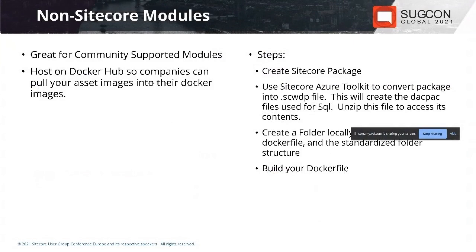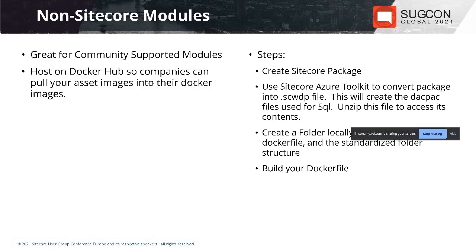So another common scenario that you're going to run into is, it's great if you want JSS or Content Hub, things like that, which are Sitecore modules. What if you want something that isn't a Sitecore module? Let's say you have a redirect module that the community built, or maybe Brightcove has a video module that you want to install. There's actually a pretty easy way to get those modules converted into asset images, so you can install them the same way that you would install a Sitecore module.